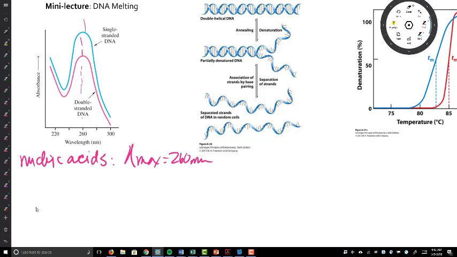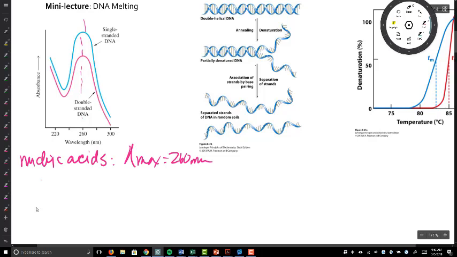I love it. One thing you'll notice if you look closely at this plot is the fact that single-stranded DNA absorbs more strongly than double-stranded DNA. Why is that? So, one of the reasons why this happens, single-stranded DNA absorbs more strongly than double-stranded DNA, is because of the extra base stacking that you see with double-stranded DNA. It decreases the absorbance at 260 nanometers.